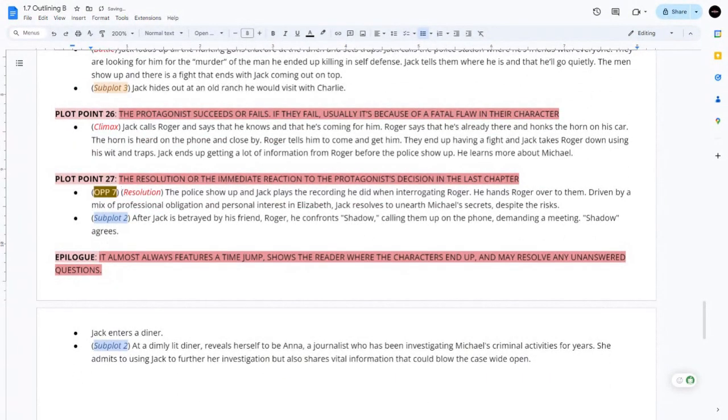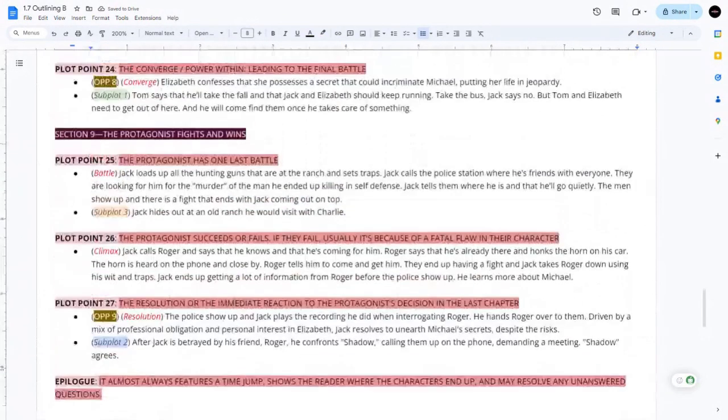Boop. Yeah, there it is. That's the last plot point, because it has to be, because that's the end of the end. So let's look at this.